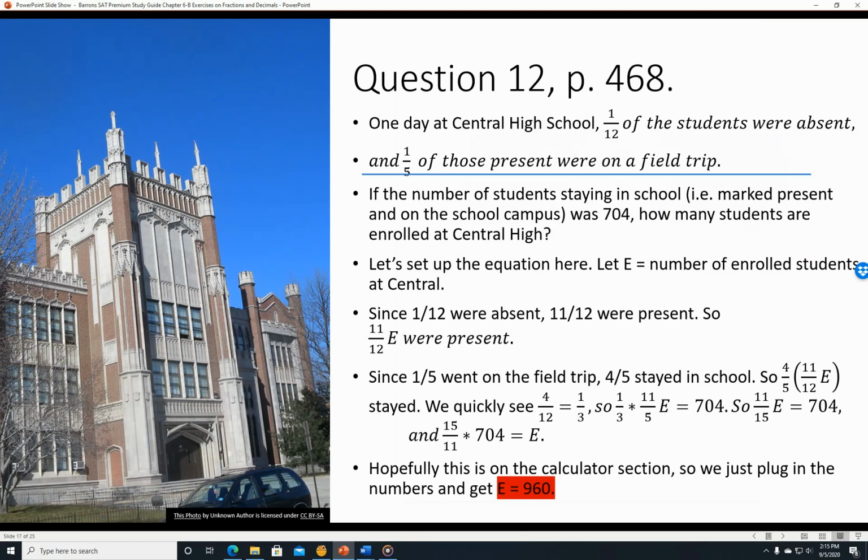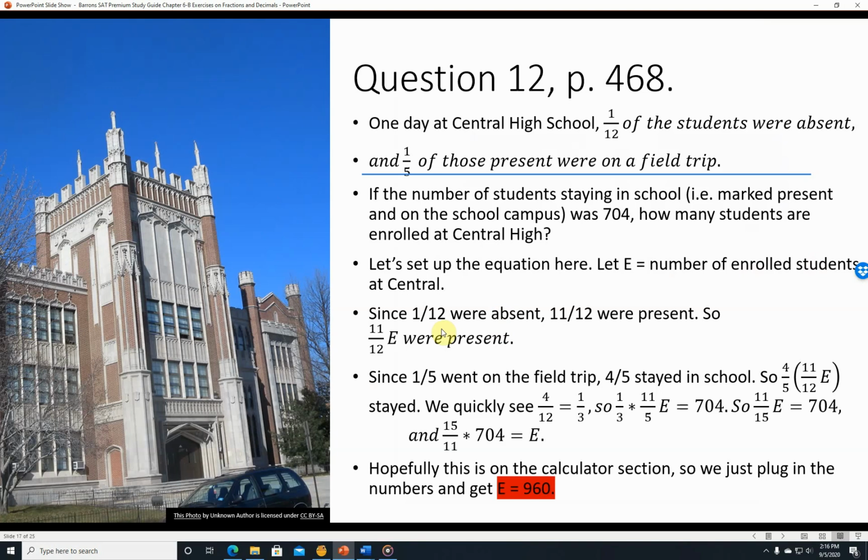Question 12, page 468. One day at Central High School, 1/12 of the students were absent and 1/5 of those present were on a field trip. So if the number of students staying in school, that is, they were marked present and on the school campus, was 704, how many students are enrolled at Central High? So let's set up the equation here. So let's have E equal to the number of enrolled students at Central.